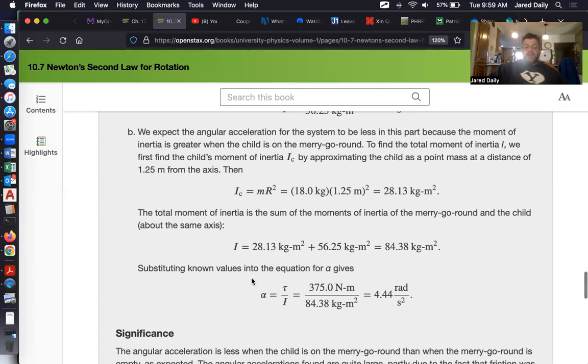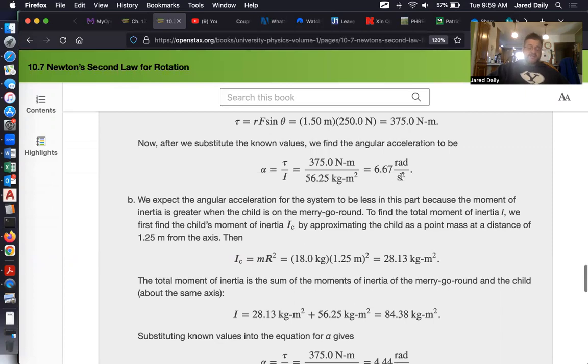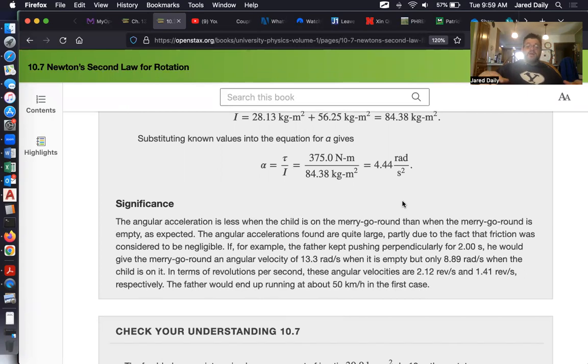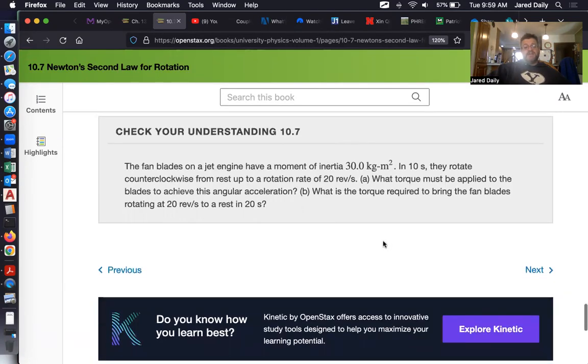And then we plug it into Newton's second law again to calculate for a different angular acceleration, which is actually less, 4.44 radians per second squared instead of 6.67 radians per second squared. And you would expect that with the same amount of force, which would be the same amount of torque, but a different moment of inertia because you have more mass situated differently, you would expect less angular acceleration, which is what we get. And that is Newton's second law of rotation.